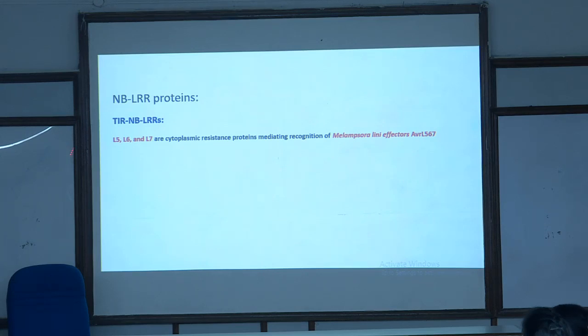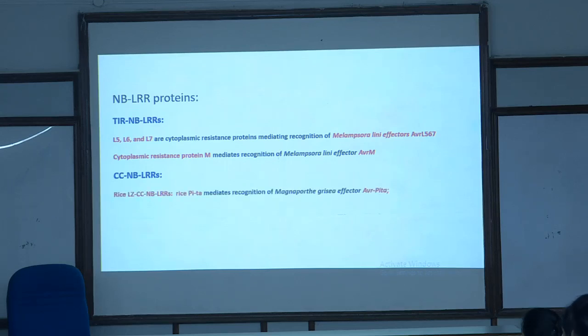It's very, very specific. For example, L5, L6, and L7 are cytoplasmic resistance proteins or intracellular receptors. They have very specific binding ability to an effector produced by Melampsora lini, that is AVR-L5, 6, and 7, right? A classical example of TIR. And we have another example, cytoplasmic resistance protein M, which mediates the recognition of the Melampsora lini effector protein AVR-M. Let's take some examples for CC-NBS-LRR. The classical example is rice. What is AVR-Pita? AVR-Pita is an effector protein that interacts with the receptor in rice.